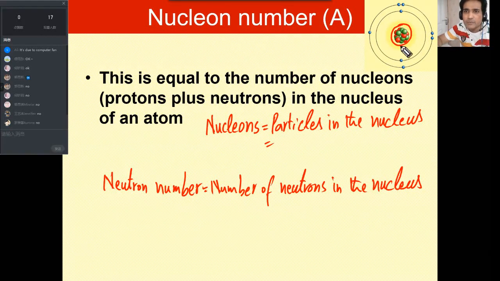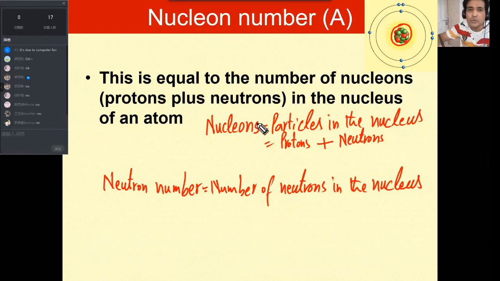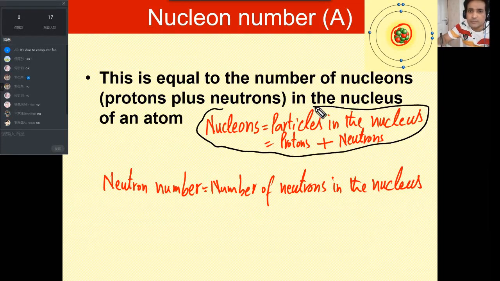What do we have in the nucleus? In the nucleus we have protons and we have neutrons. So protons plus neutrons, we simply call them nucleons. Okay, so this point is clear. What are nucleons? Simply the particles in the nucleus. This is how we define nucleons.